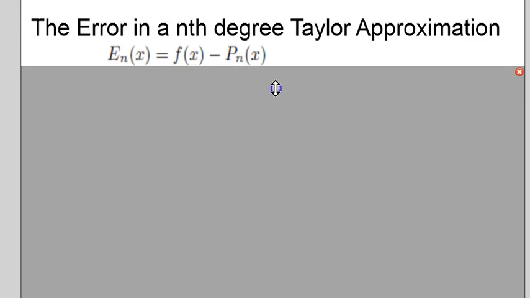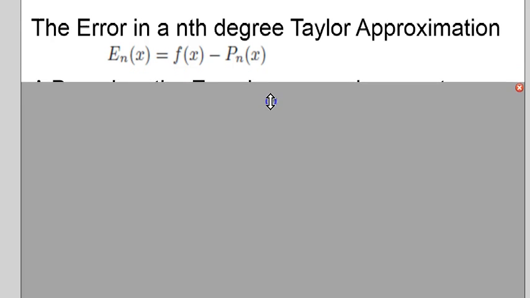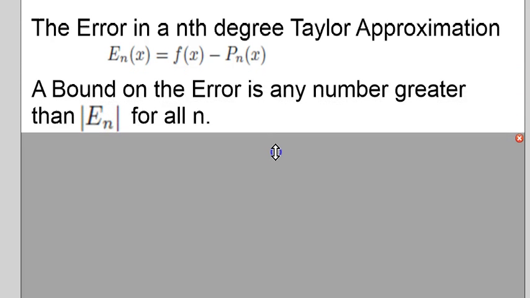So basically, e sub n for an x value can be computed by the difference between the actual true function value and the Taylor polynomial function value. And of course, we don't really care about the sign of the error. We're just going to consider the positive, the absolute value version of it. And so we really are looking for an idea of how high the error can go.